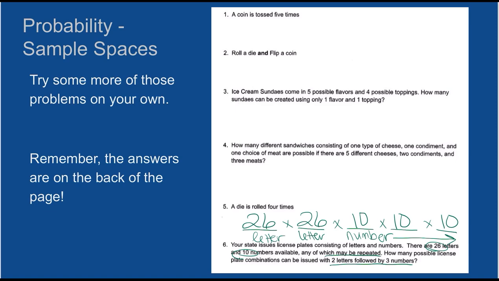So we grab our calculator, we do 26 times 26 times 10 times 10 times 10, and that's going to give us 676,000. I am so thankful that we have the counting principle to help us out.